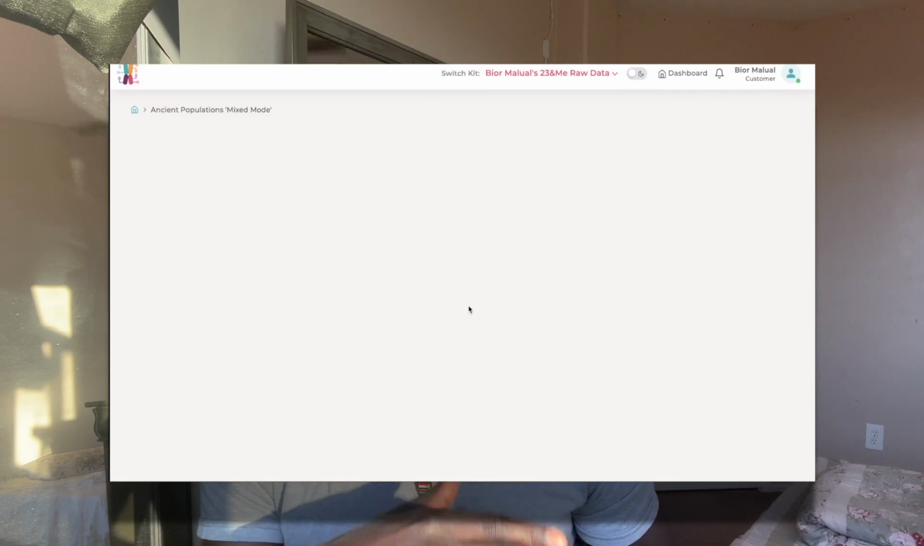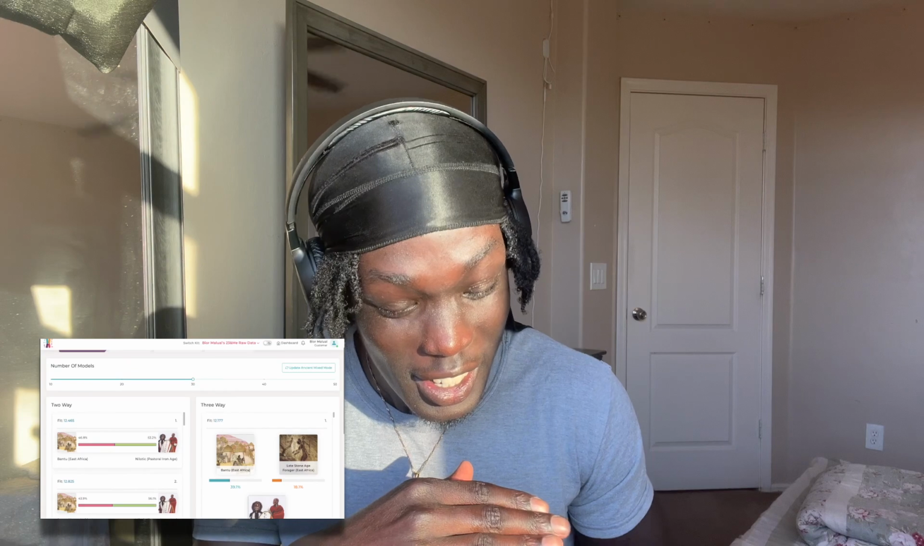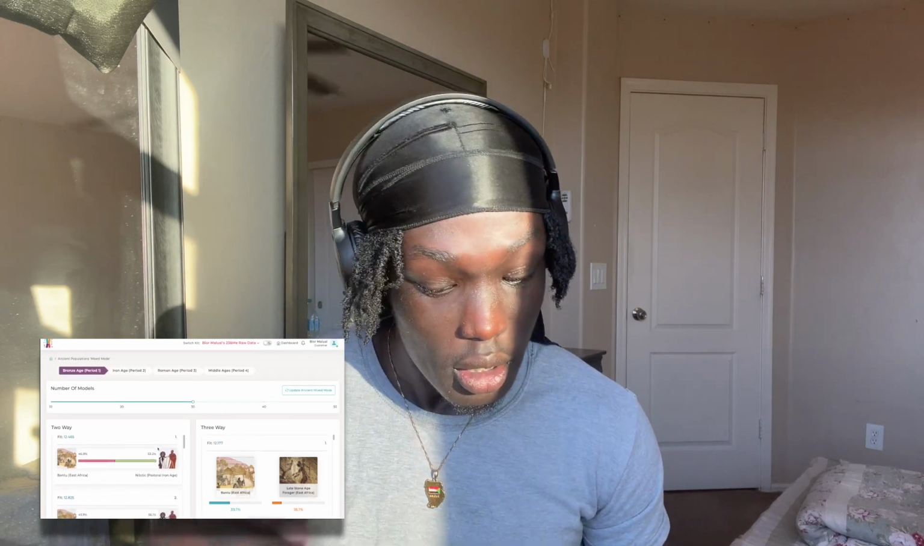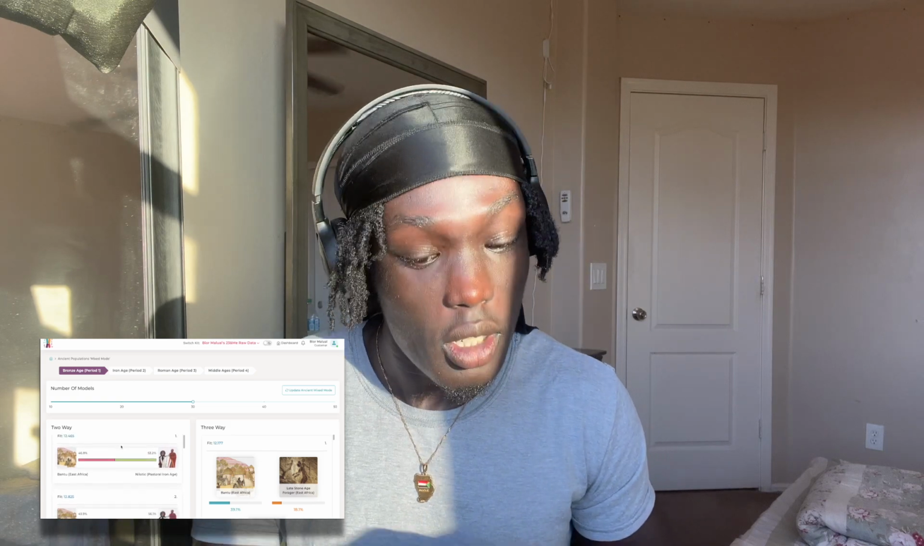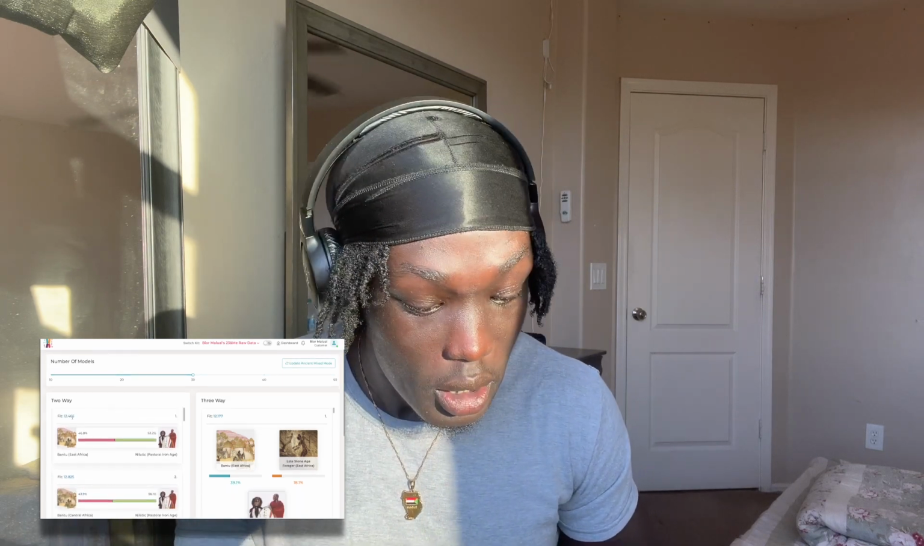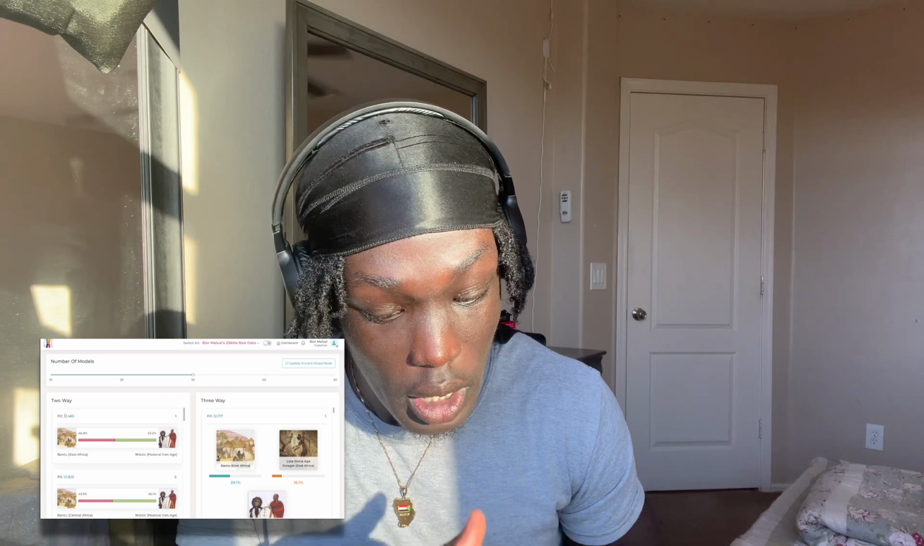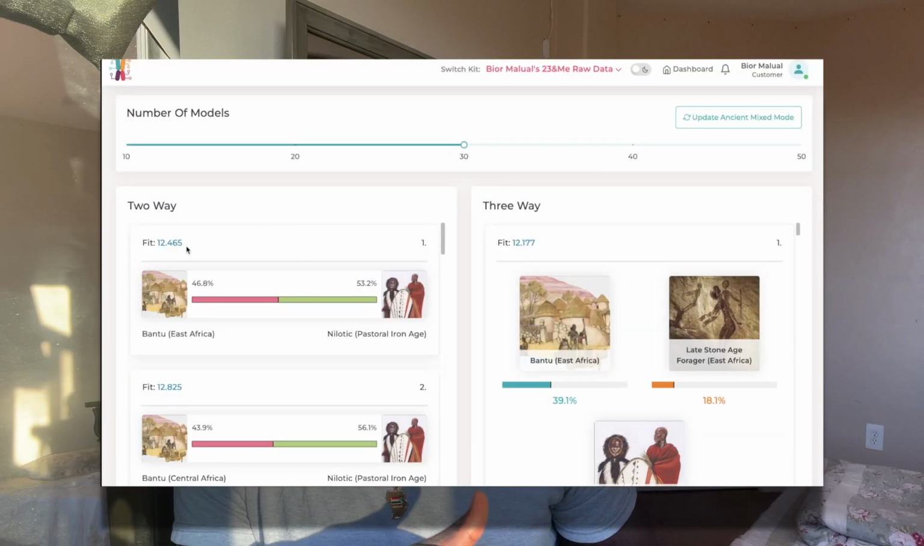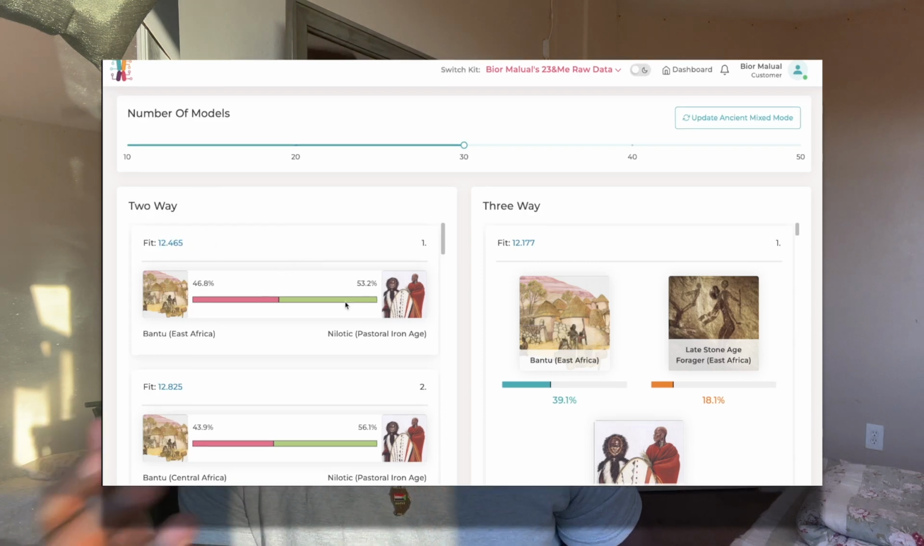Again, it's going to be trash. I feel like I'm really making it look bad, because ancient DNA, when it comes to my DNA, is kind of garbage because they don't really have a lot of stuff to compare my DNA with. But you can see the most accurate one, right? Which is not really accurate. The fit is 12.465 and a good fit is supposed to be 3. You know what I mean?